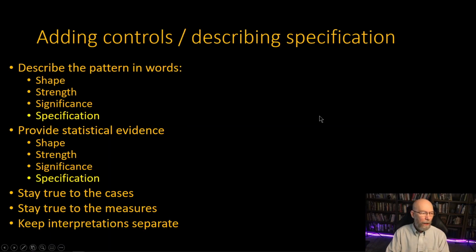All right, let me jump back then to my discussion here. Now, the 5 guidelines say that you need to describe the pattern in words, provide statistical evidence, stay true to the cases, stay true to the measures, keep interpretations separate.